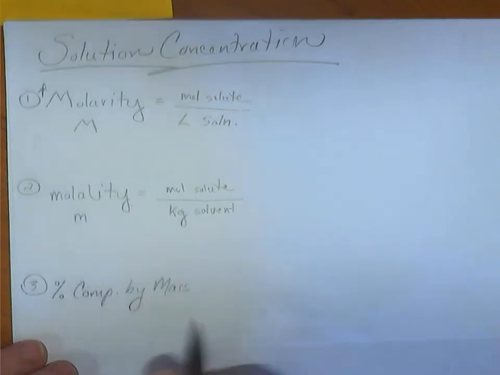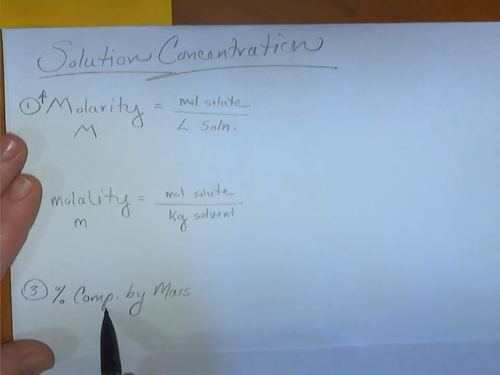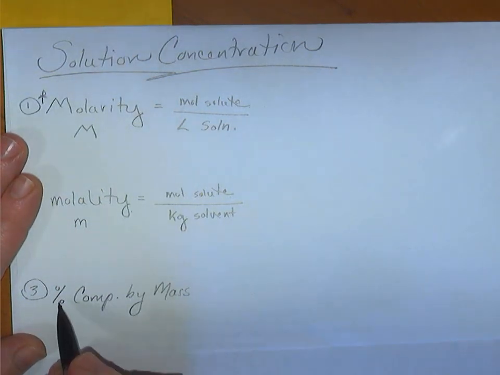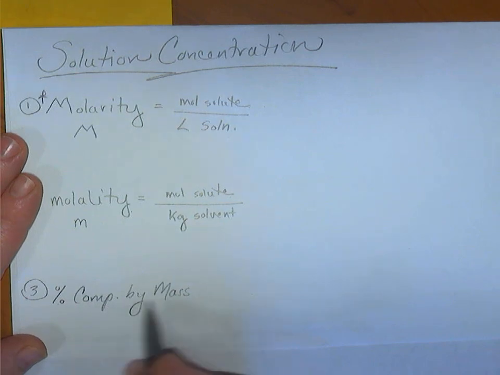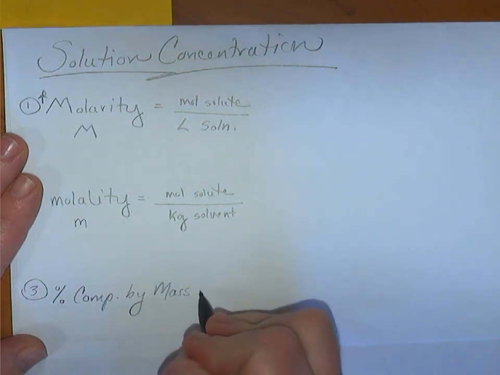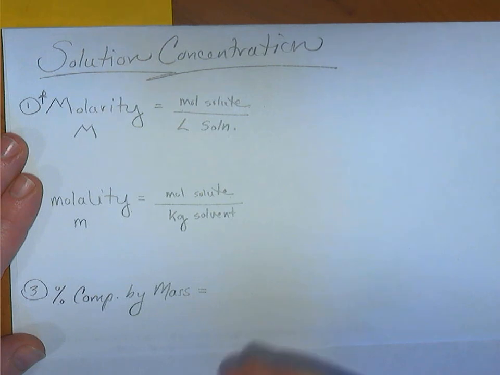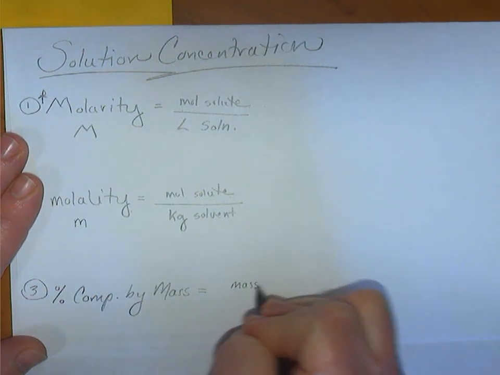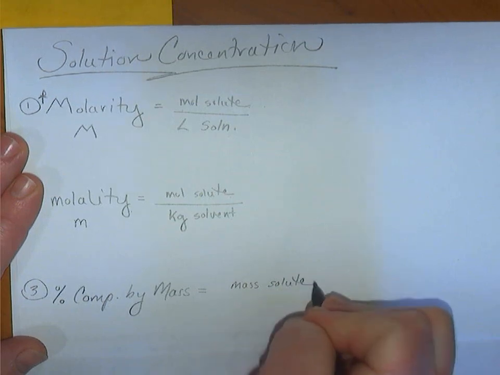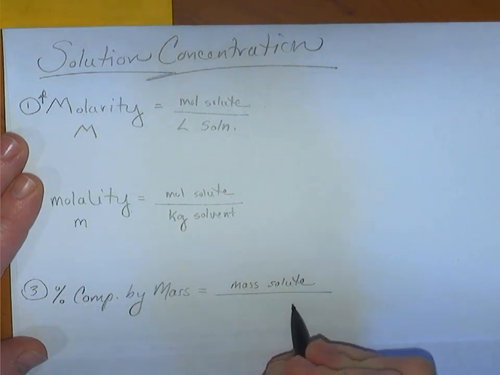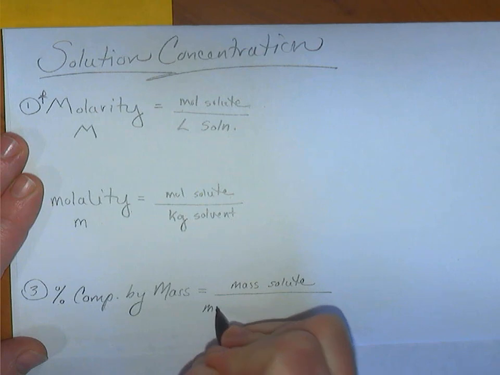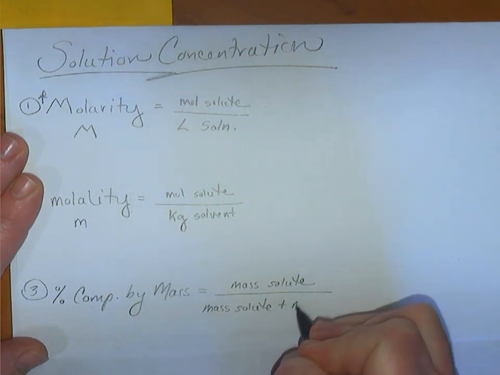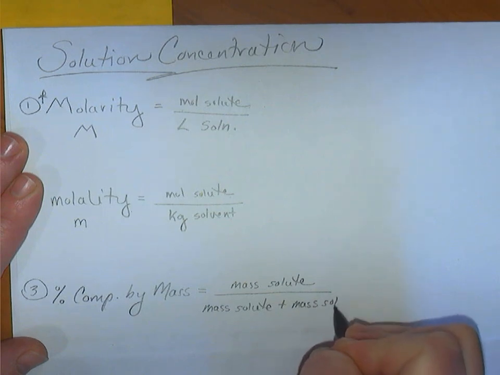We've already had some experience with percent composition, primarily with formulas. A percent composition is always going to be a mass ratio unless otherwise noted. And when we're using it in terms of a solution, it will be the mass of solute over the mass of solution. And we need to realize that is, of course, the solute plus the solvent.